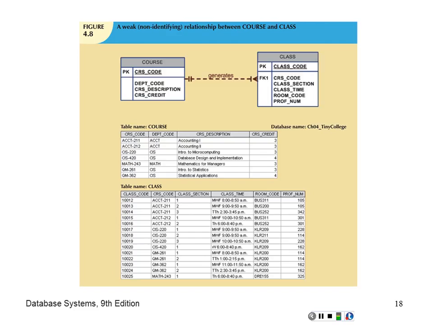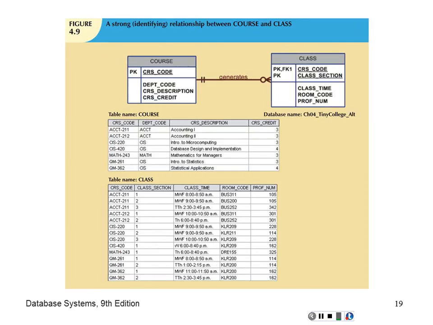So this is a weak relationship, and it's weak because the child table, which in this case is the class table, the many side table, doesn't have the primary key of the parent table as part of its primary key. Right, so we only have class code. And here, of course, it's a strong entity because course code is also part of the primary key. So the same attribute can be a primary key attribute and a foreign key at the same time.